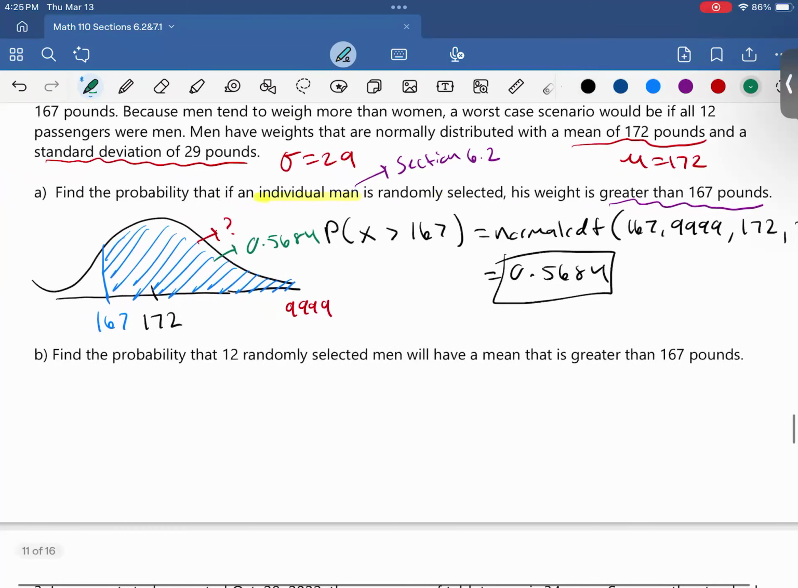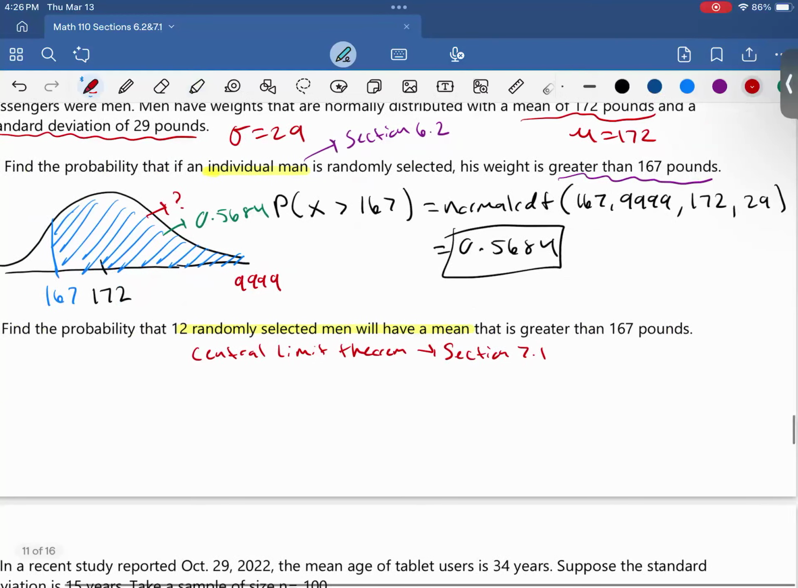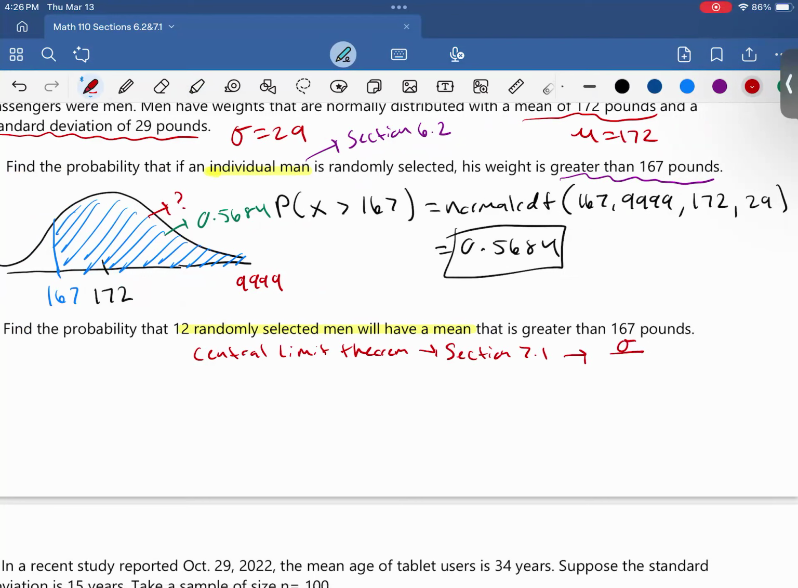All right, let's go ahead and check out part B. Find the probability that 12 randomly selected men will have a mean that is greater than 167 pounds. So here's where we are getting into the central limit theorem, which is that 7.1 content. Let me write section 7.1. This is where we change our standard deviation to be the standard deviation over the square root of our sample size.